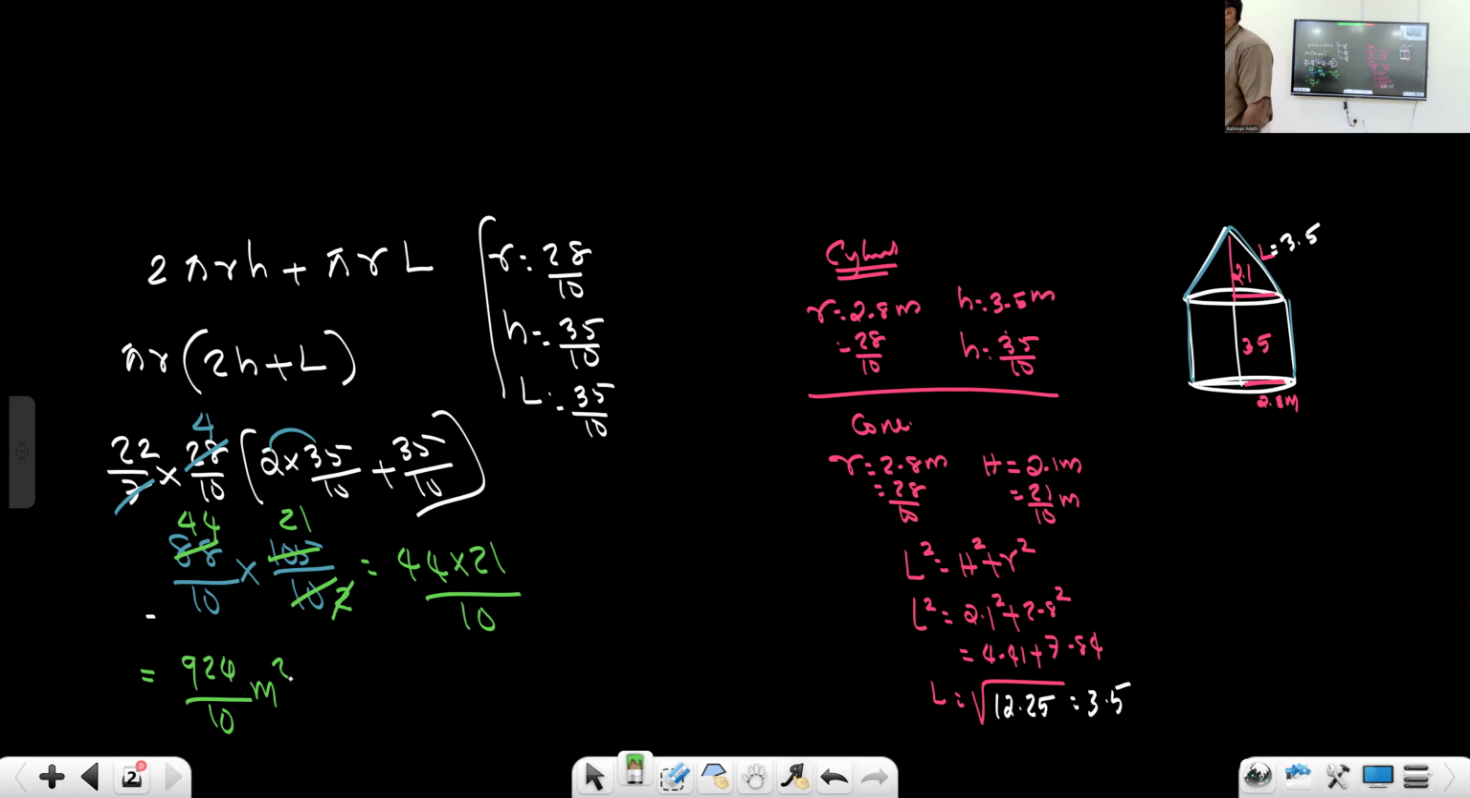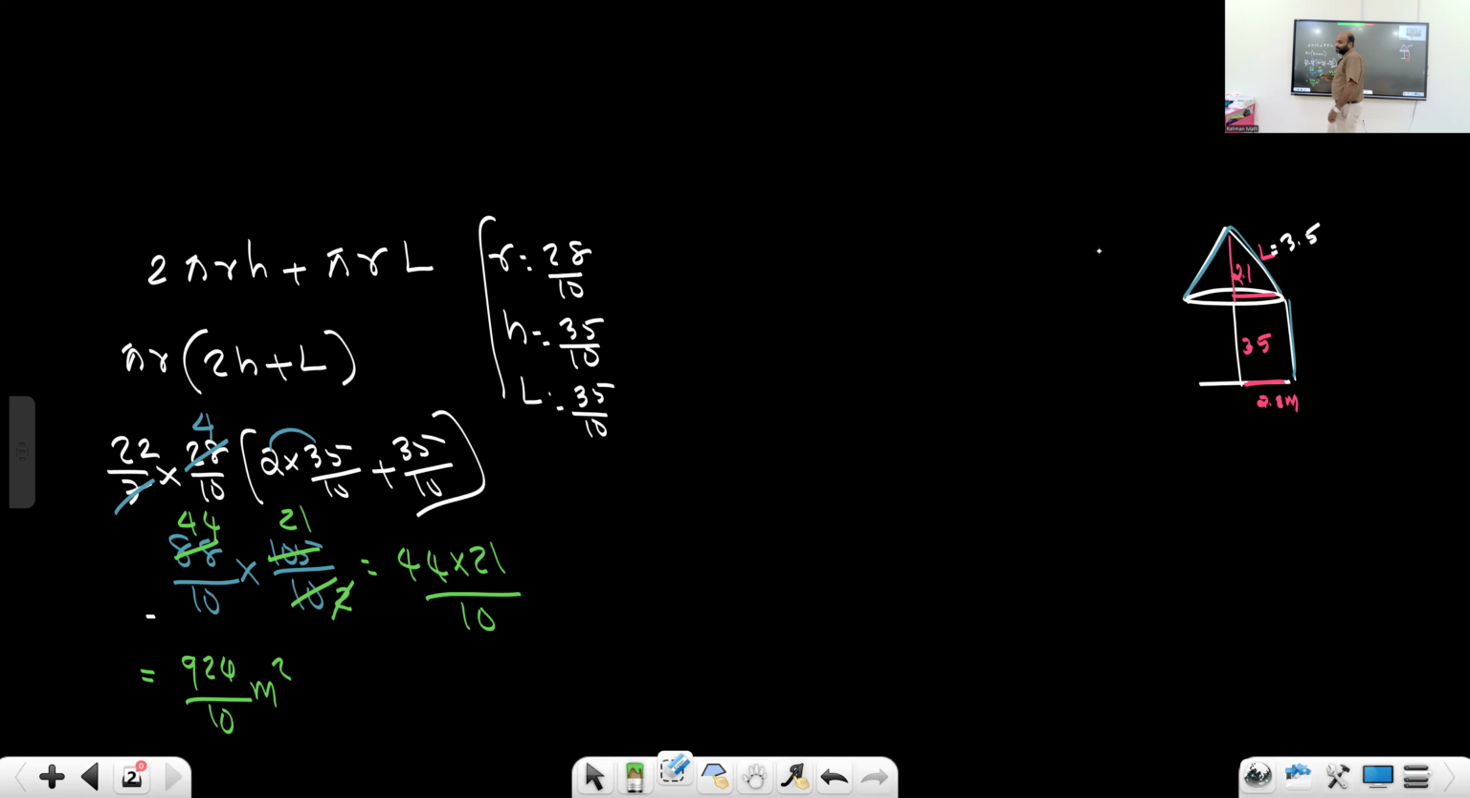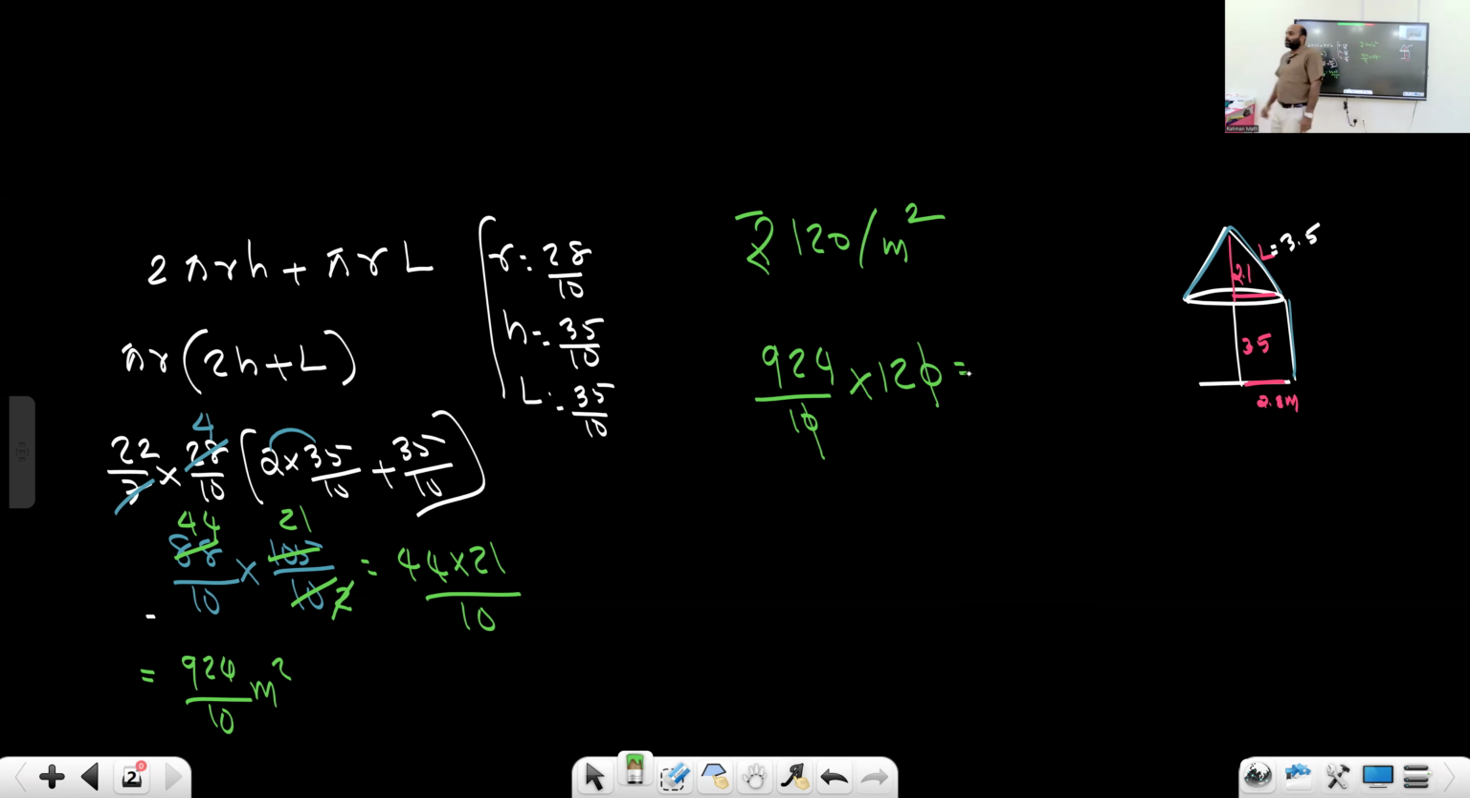The cost of the canvas at the rate of rupees 120 per meter square is equal to 924 by 10 into 120. 0, 0 cancelled. 12 into this much rupees. 12 into 924.